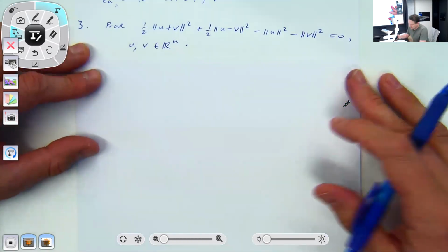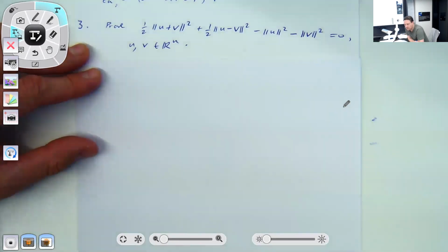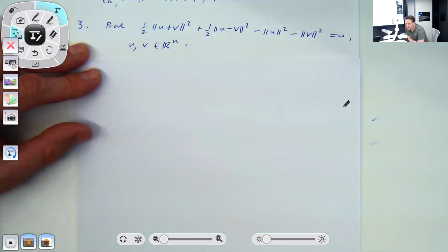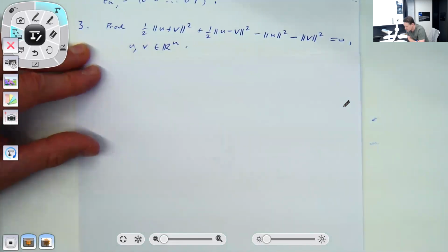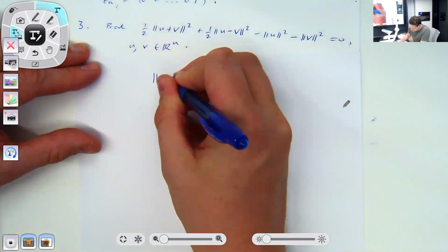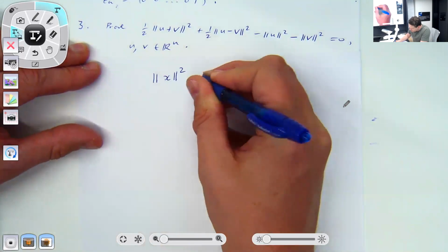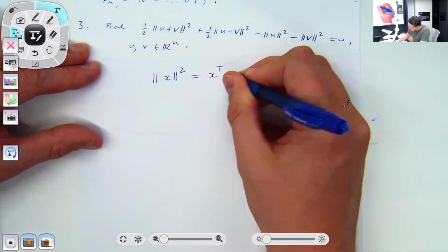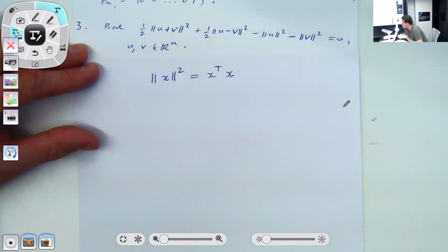Okay, so now what we want here. So this is the triangle. No, it's not the triangle inequality. The parallelogram law. So you can draw parallelograms with the vectors u and v, and then come up with a rule. I think I've forgotten how it actually goes, so I won't bother to draw it. I'll just deal with the algebra here. Okay, the tool we need here is that the norm of x squared is equal to x transpose x.